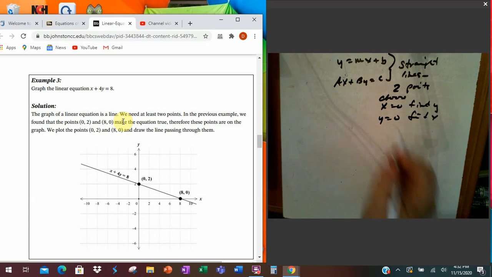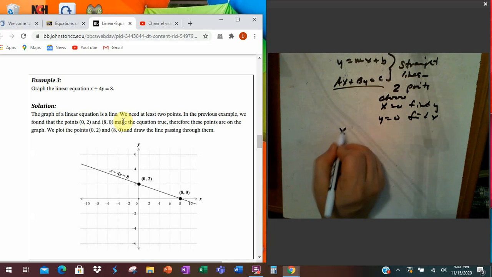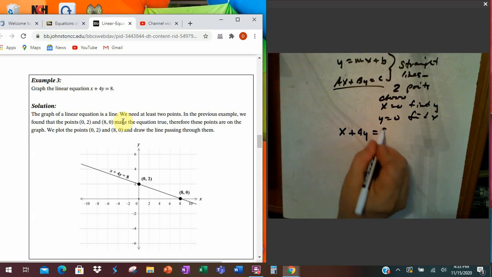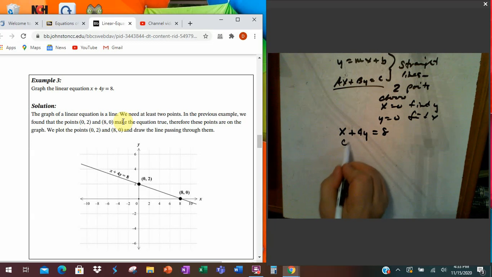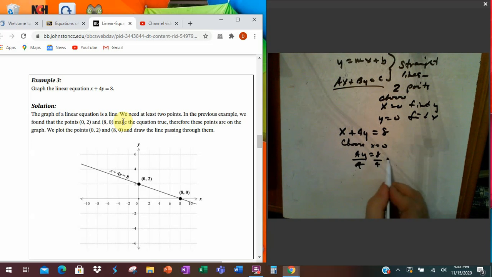So if it's in this form of ax plus by is equal to c, all I do is stick in x equal to 0 and solve, and then do y equal to 0. So I'm going to do this: x plus 4y is equal to 8. Choose x equal to 0. When I do that, I get 4y is equal to 8. 4 times a number is equal to 8, so if I divide by 4, the number is 2. Does 2 times 4 equal 8? Yes. So 0, 2 is my first point.